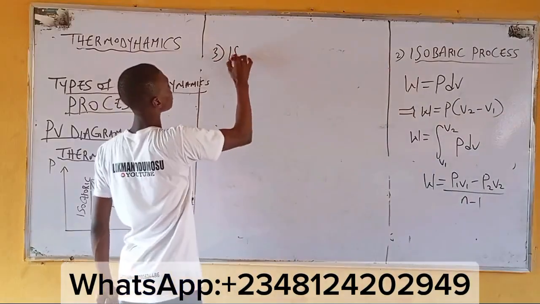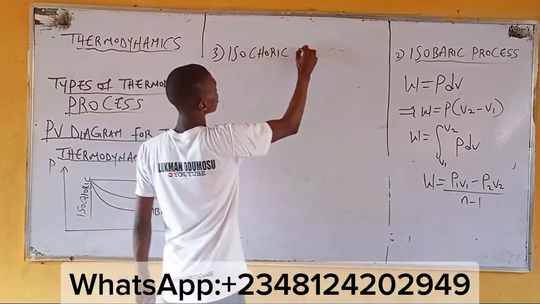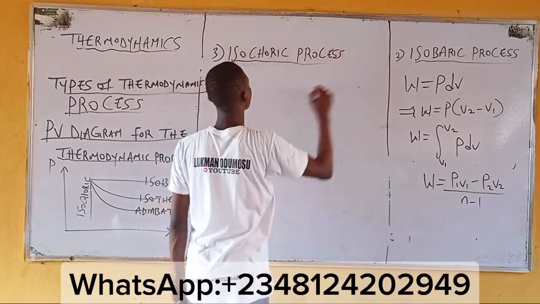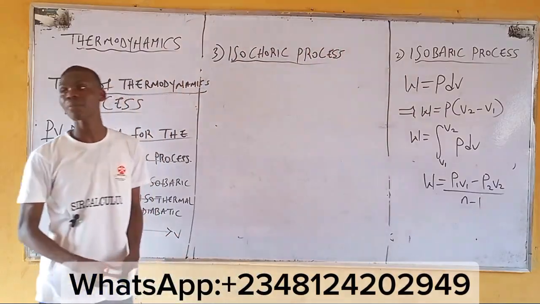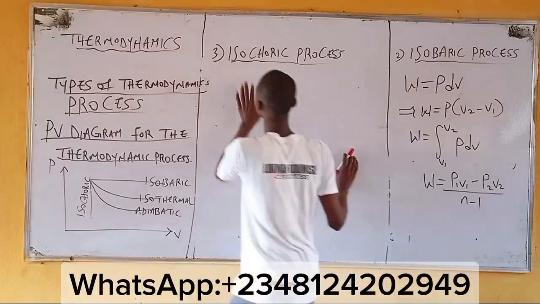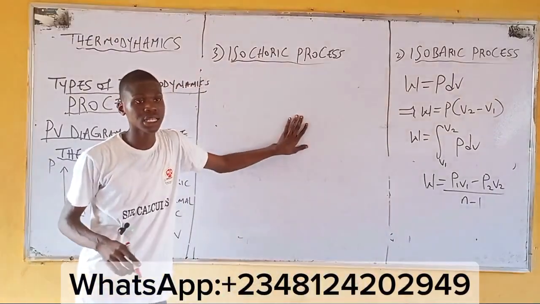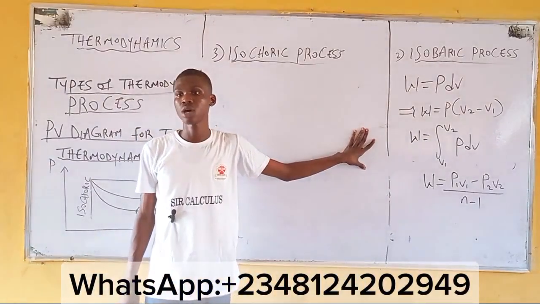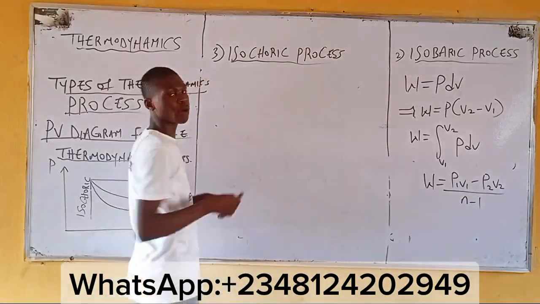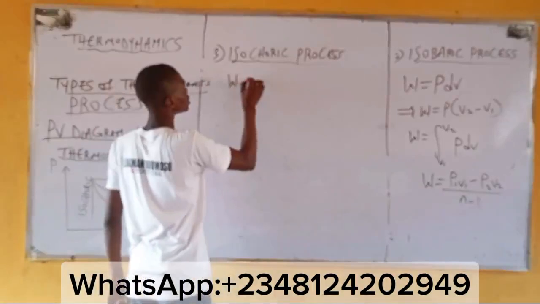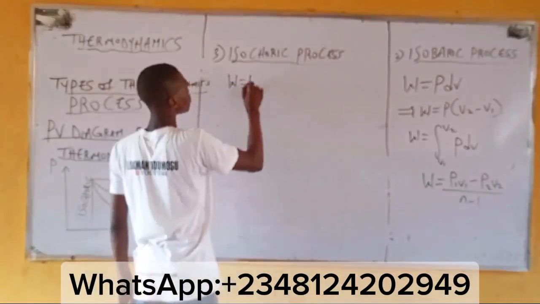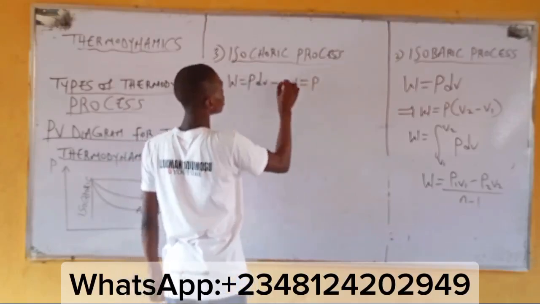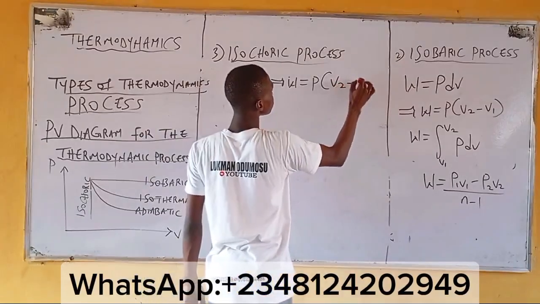Part 3, we have the isochoric process. For this process, your volume is constant. Now, if your volume is constant, it means that your work done is equal to 0. What does that mean? What is the formula for work done? Work done is equal to the integral of P dV, which implies W equals P times (V2 minus V1).